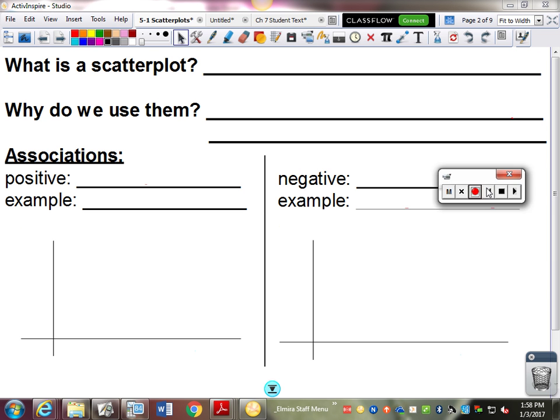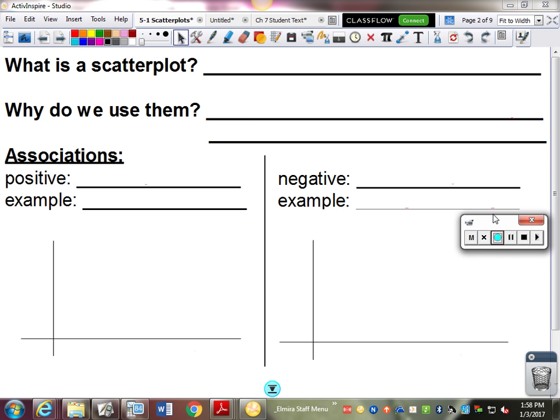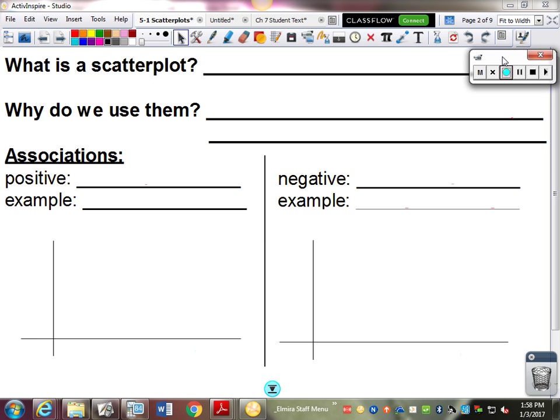Hey guys, we're starting chapter 5, which is all about data, interpreting data, and drawing conclusions from data. One of the ways that we will collect data for this chapter is a scatter plot.